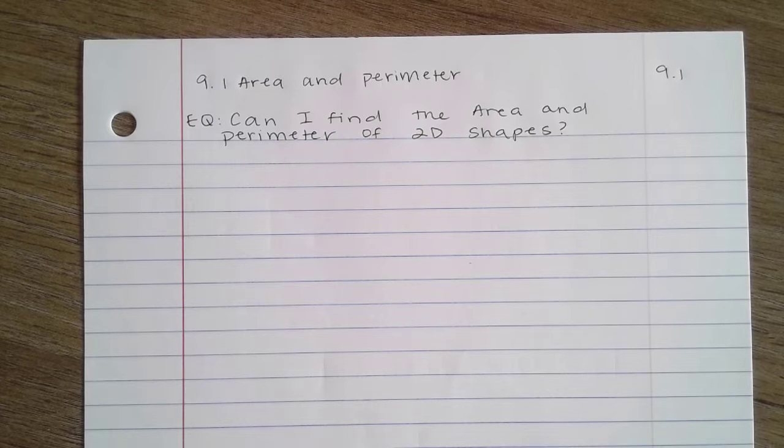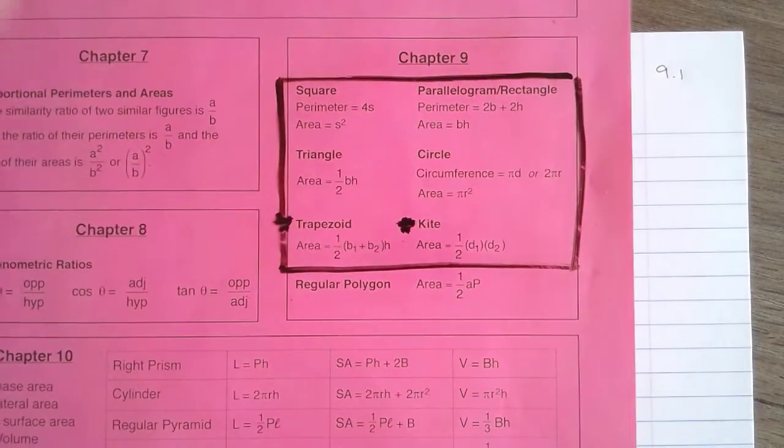Now, this should sound familiar. You should be saying, I know how to find the area of a 2D shape. I know how to find the area of a triangle. I know how to find the area of a rectangle. And so I'm going to have you quickly look at your formula sheet here.